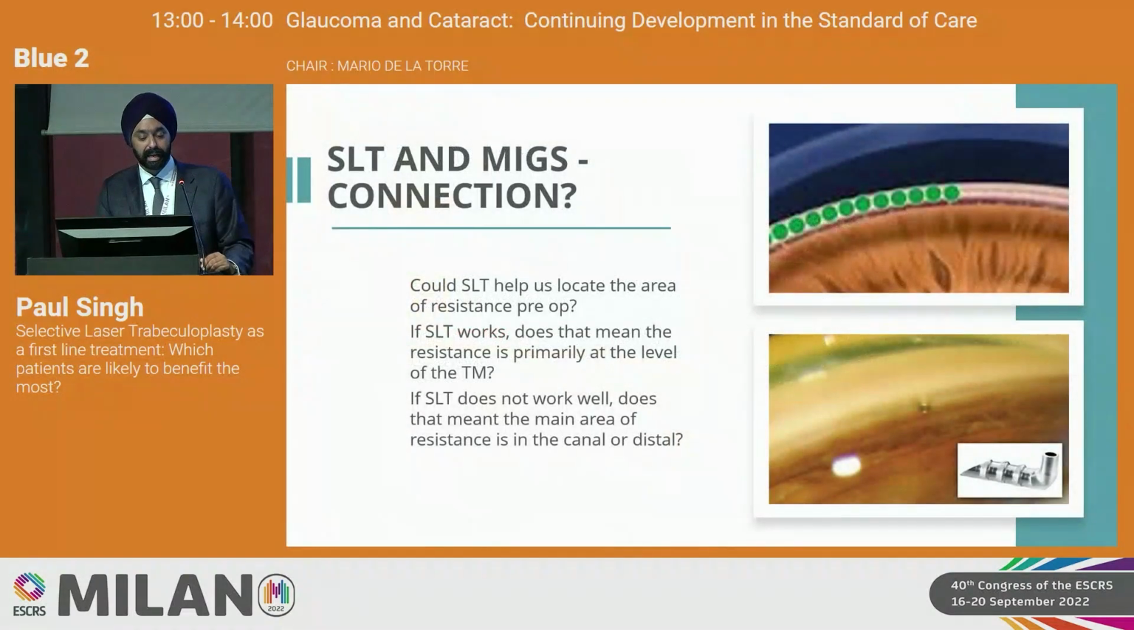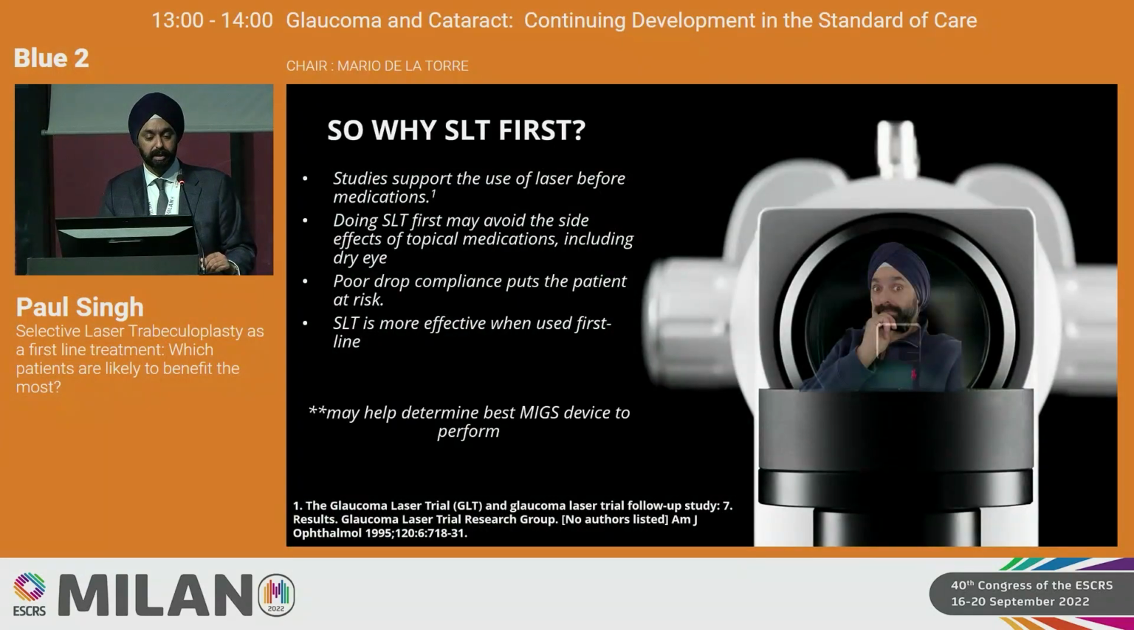So in a nutshell, I'm going to fast forward through here, just because we have a lot of time. But I do think first line makes sense. It's physiologic. It helps address compliance, prevents surface issues. We still have opportunities to put drops in if we need to. And in my opinion, it gives us an understanding of where the resistance to outflow is. If it works at the level of the trabecular meshwork, and it doesn't work, because it works about 80% of the time, that 20% of the time that SLT does not have efficacy, does that tell you the resistance is in the canal or the distal channels? Does that help you decide what type of MIGS to perform? So there is a diagnostic potential in my opinion as well.